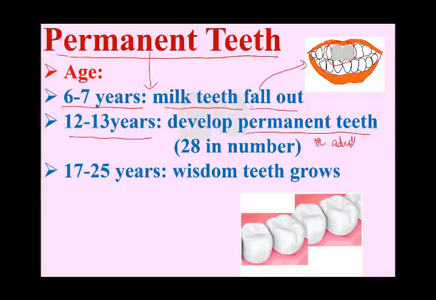Which is also known as adult teeth. These permanent teeth are 28 in number.